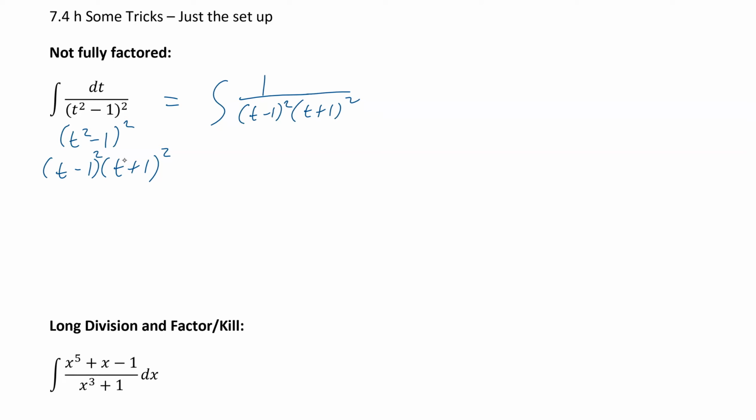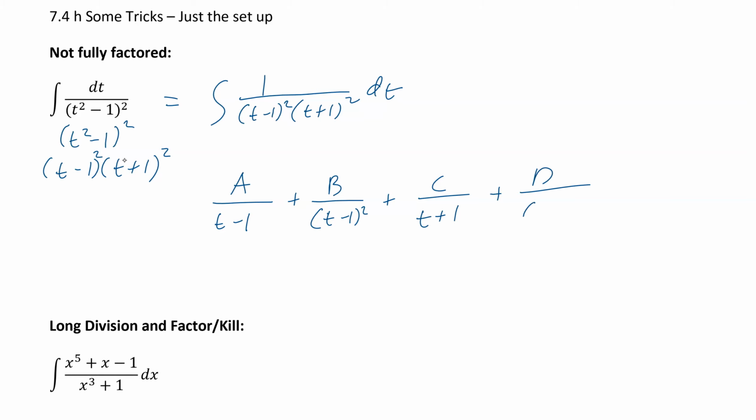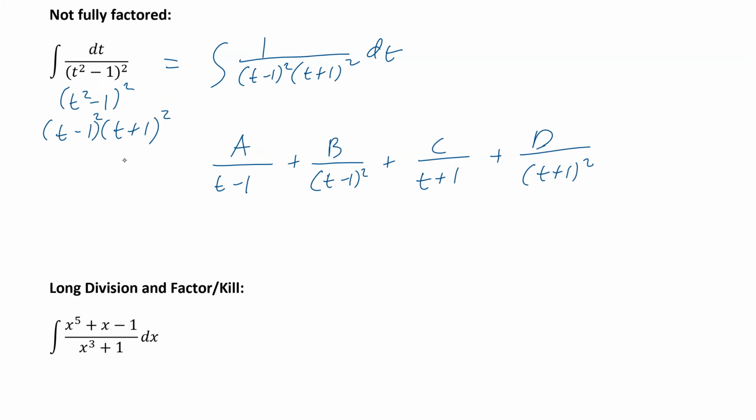So what we really have, I'm going to put the 1 on top, is 1 over (t minus 1) squared times (t plus 1) squared, dt. If we write this as a partial fraction, we would have A over t minus 1 plus B over (t minus 1) squared plus C over t plus 1 plus D over (t plus 1) squared. Then we would just continue on to find our partial fractions. But again, we're just setting this up. You know how to find partial fractions using this, so you can find A, B, C, and D, plug them back into your integral, and integrate.